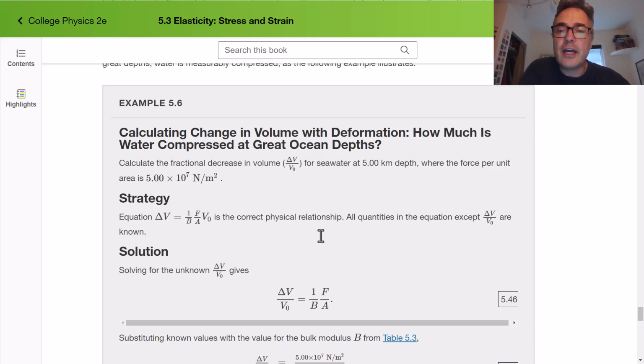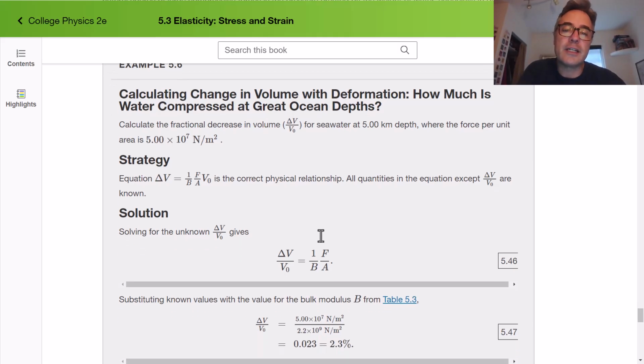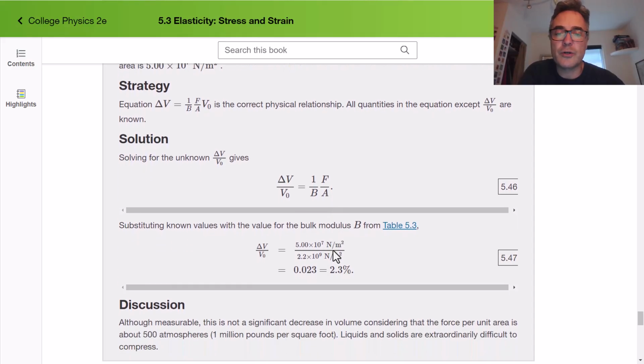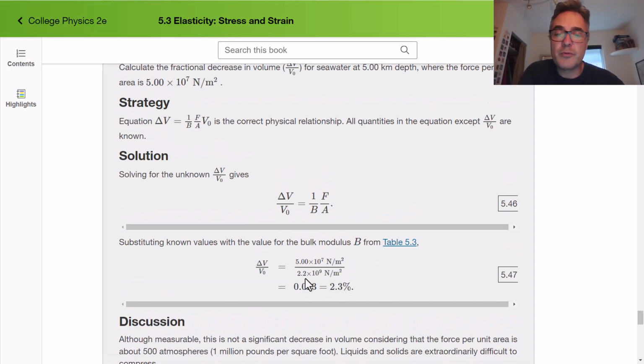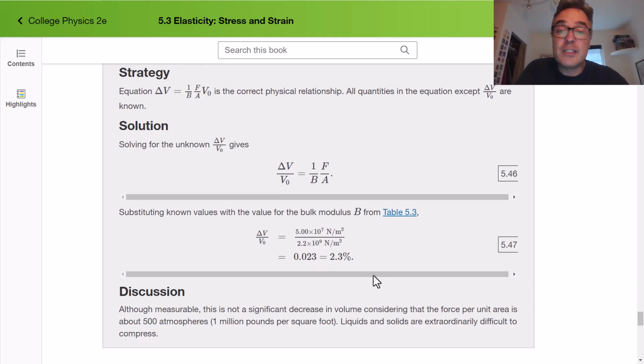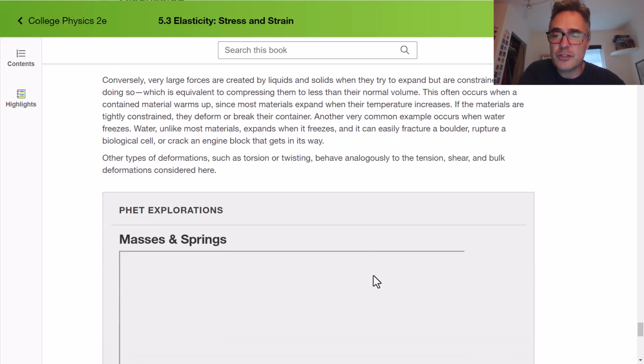So down at the bottom of the ocean, water actually is compressed. It's a little more dense than at the surface, and that's because of the enormous pressure at the bottom of the ocean. Even though the bulk modulus is 2.2 times 10 to the 9 newtons per meter squared, since the pressure is so high, 5 times 10 to the 7, you actually get a 2% decrease in the volume of water when it's 5 kilometers below the surface of the ocean.